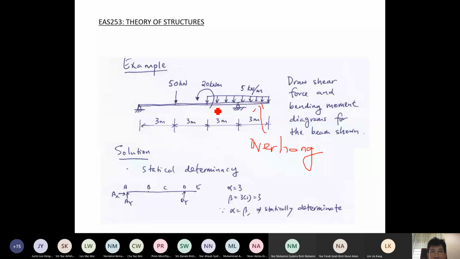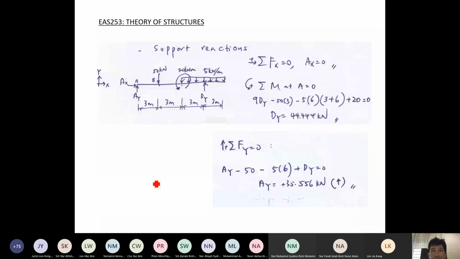and distributed load. So the process is the same. So you check statical determinacy, you should be able to check without any problem. This is a statically determinate beam, very clear. Support reactions, the first step to calculate. So this is point A pin support, point D roller support.